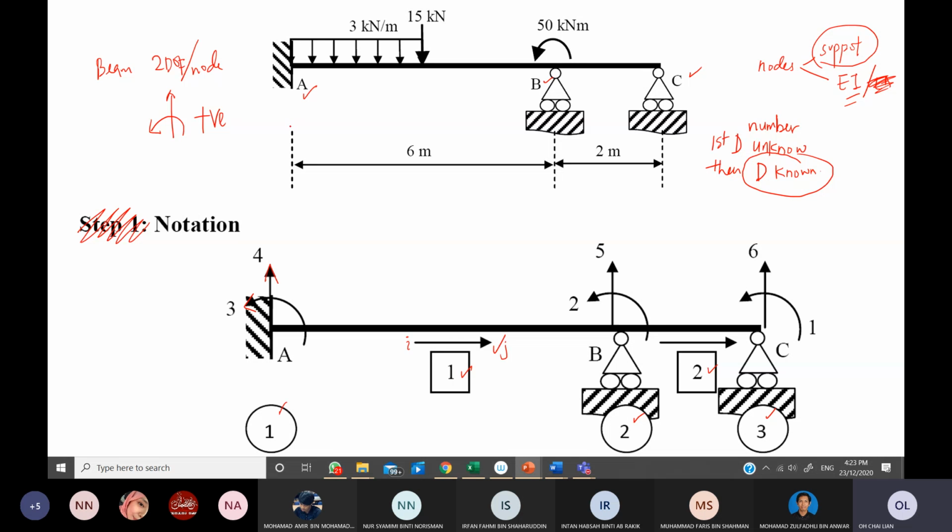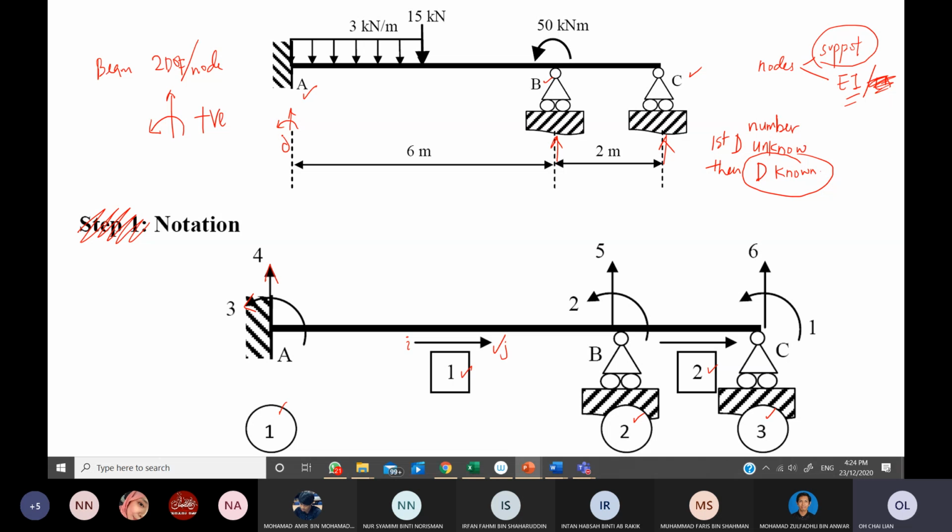For example, we know that this is about the support reaction. So we are referring to the DOF only. Of course, we have AX, right? But it's not in the DOF. So we have AY, BY and CY. Other than that are the unknown. Or maybe I make it clearer here.